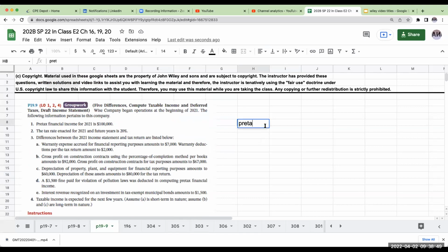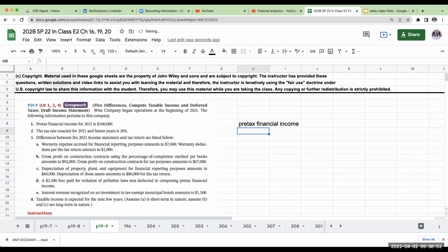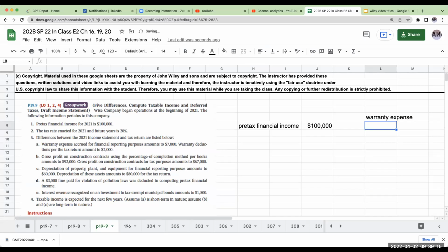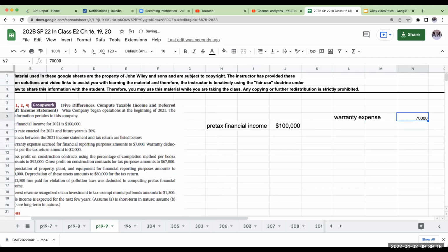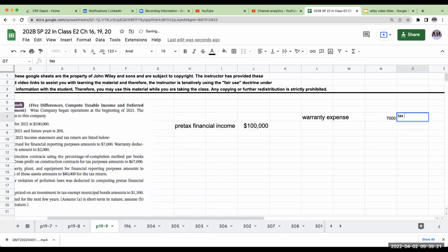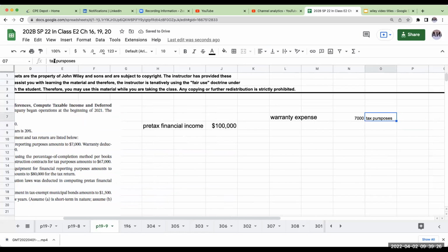So our pre-tax financial income is $100,000. This is for financial statement purposes, right? So this is on our financial statements. What we now need to do is adjust this to get to the taxable income. So warranty expense accrued for financial reporting purposes: we debited warranty expense, and this was for $7,000. But for tax purposes, the warranty costs were only $2,000.